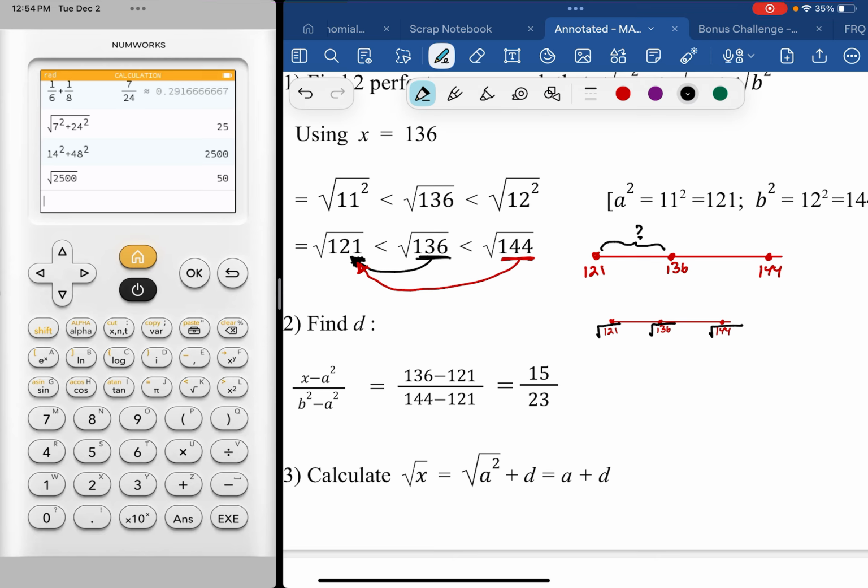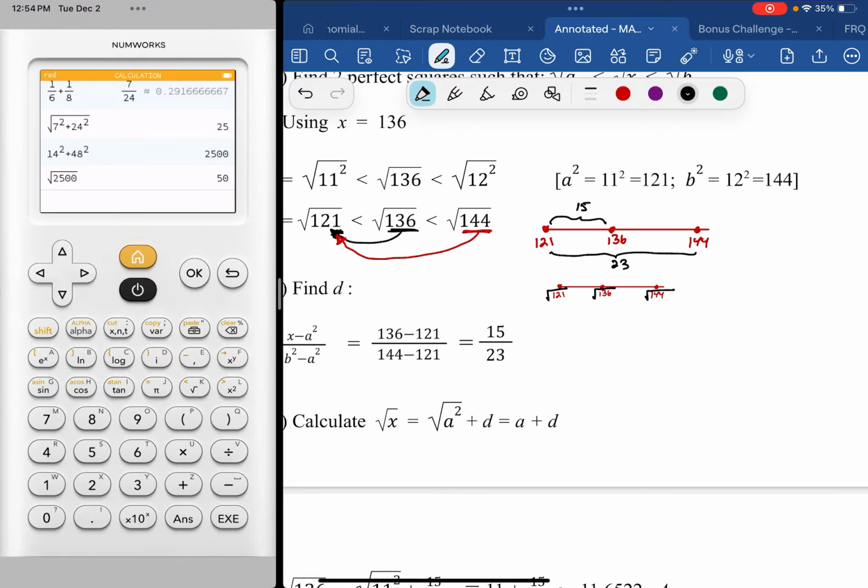that's where the 15 comes from. So actually, let's get rid of the question mark there. I'll just say 15. And then this overall distance here, which would be 23. So it's a 15 to 23 ratio. All right. So if I'm looking at it from the perspective of the 121, if I want to get to the 136, I have to go 15 23rds of the way from 121 to 144.